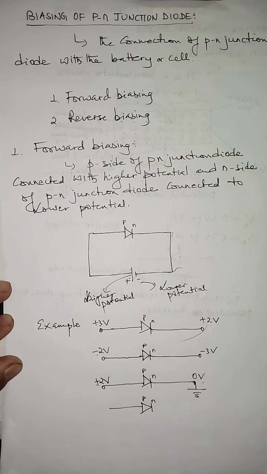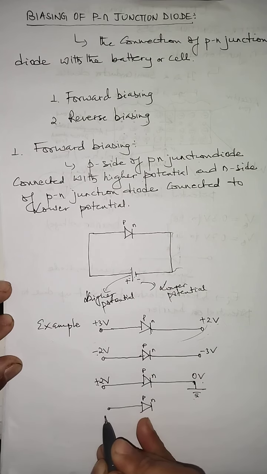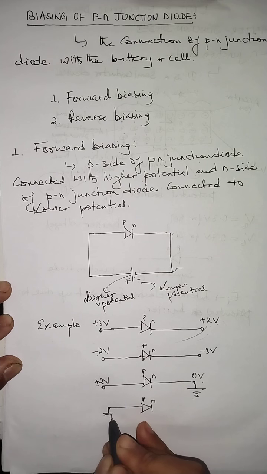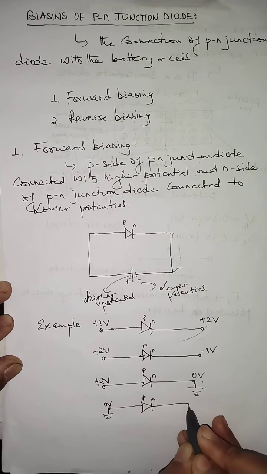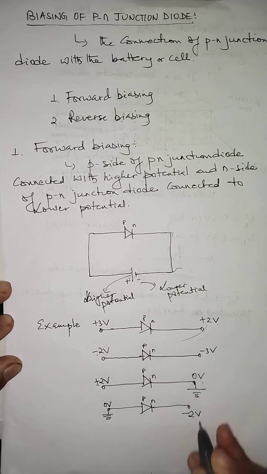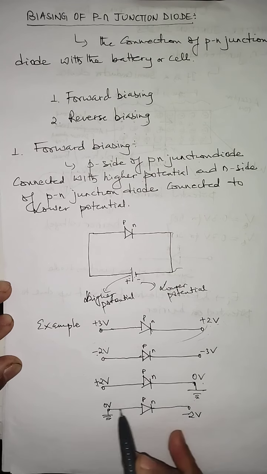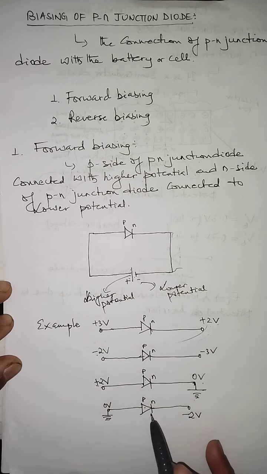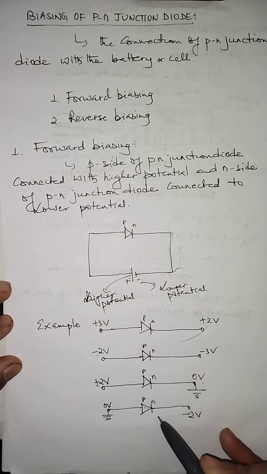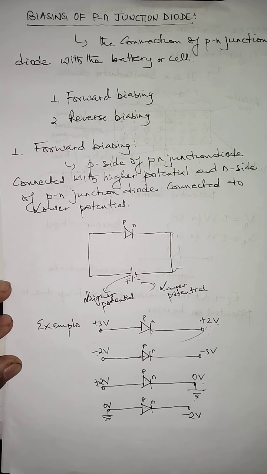PN junction diode with P connected to earthing, grounding, which is 0 volt, and if I connect the N terminal with minus 2 volt, see, minus 2 volt. So 0 volt, the earthing or grounding connected to the P terminal, is at higher potential, and minus 2 volt, the N terminal connected to minus 2 volt, is at lower potential. So this is also the example of a PN junction diode under forward bias. So these are all examples of a PN junction diode under what bias?